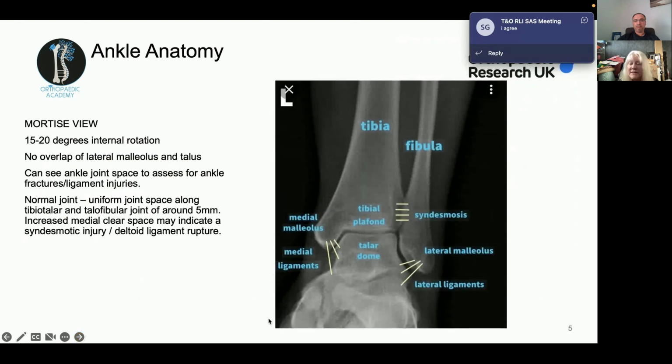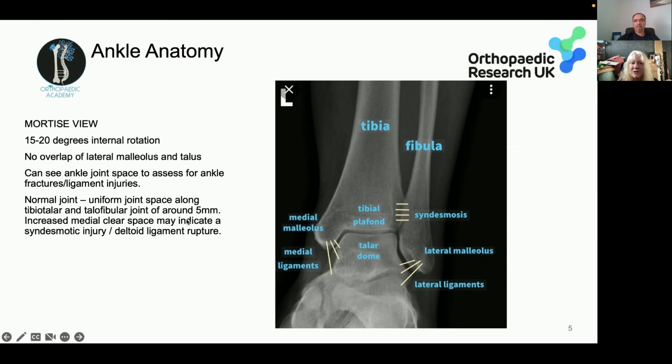So let's have a look. This is a mortise view. And the way that this is taken is with 15 to 20 degrees of internal rotation. So what you're going to see on here, as opposed to the AP view, is you won't have any overlap of the fibula on the talus.